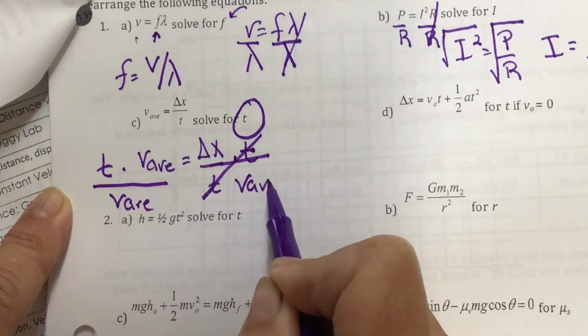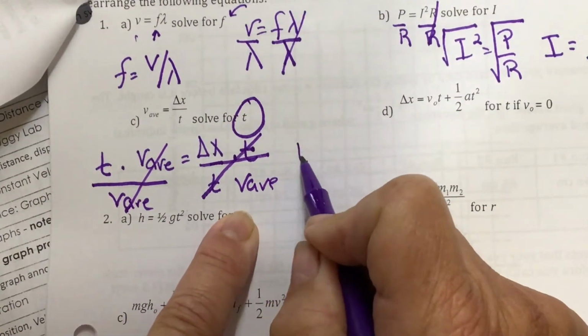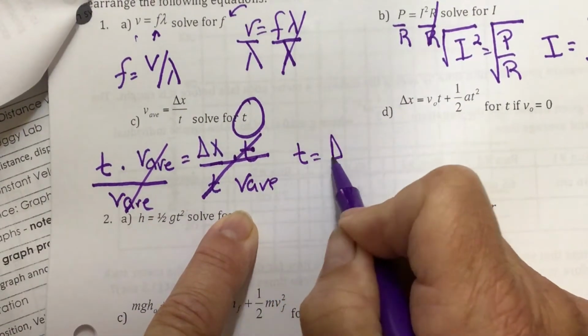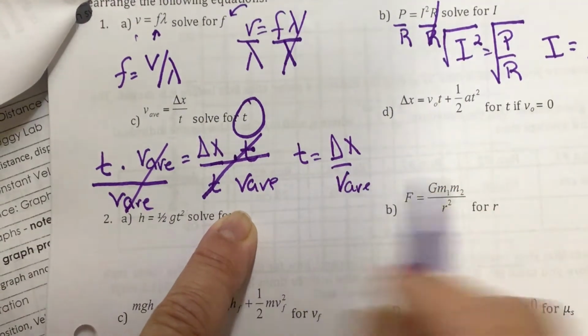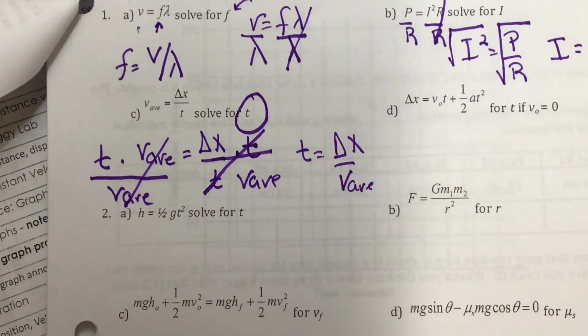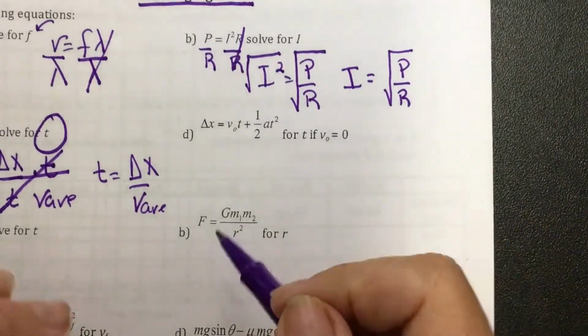V average. These will cancel. And now I get a new equation that says time equals the change in x over v average. And again, we don't need to know what t or x or v average stands for. We are just trying to algebraically rearrange the equation. All right, I'm getting a little more complicated here.